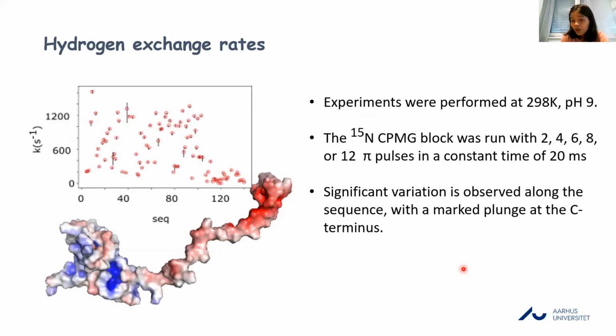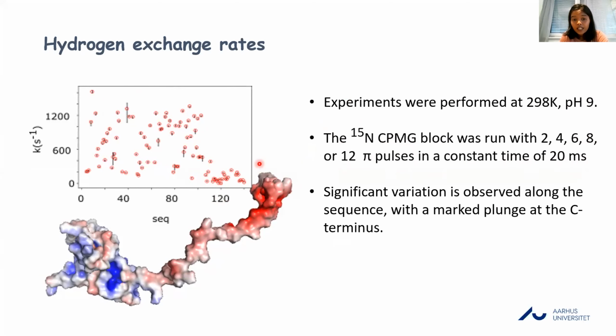And so we used our Paris DEEP-CORE approach on a 2D CON pulse sequence, and we measured hydrogen exchange rates at pH 9. We varied the number of pi pulses on the nitrogen channel and kept the total CPMG time constant at 20 milliseconds. And we see a beautiful trend like this and a plunge at the C-terminus.